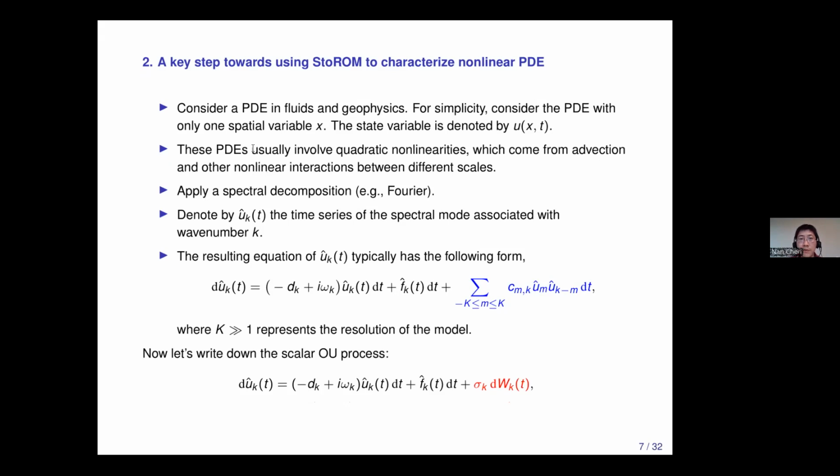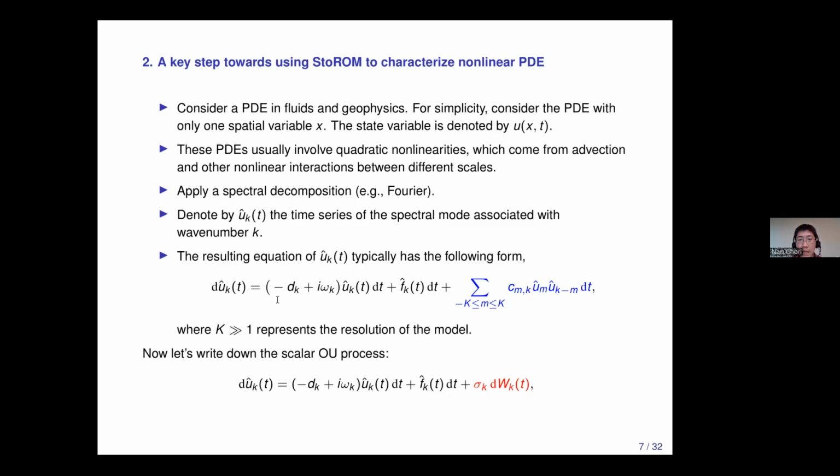Many of you are familiar with the features of these fluid or geophysics PDEs. You know these PDEs usually have quadratic nonlinearities, and these quadratic nonlinearities usually come from advection, right? In many cases, you have good boundary conditions, say periodic boundary conditions. So you can apply a spectral decomposition using Fourier modes. Then we use this u hat k to denote the time series of the spectral mode associated with each wave number k.